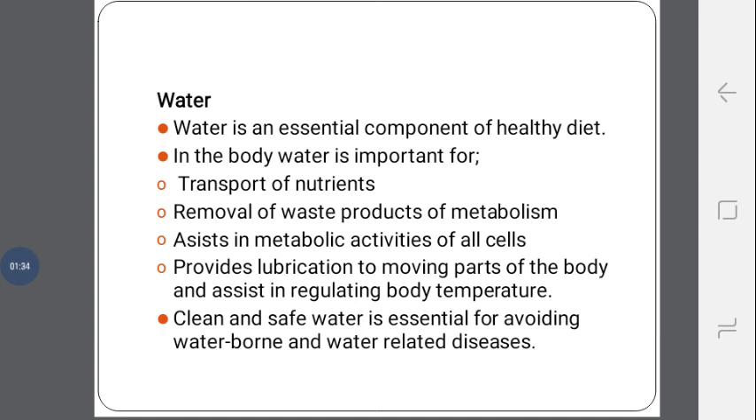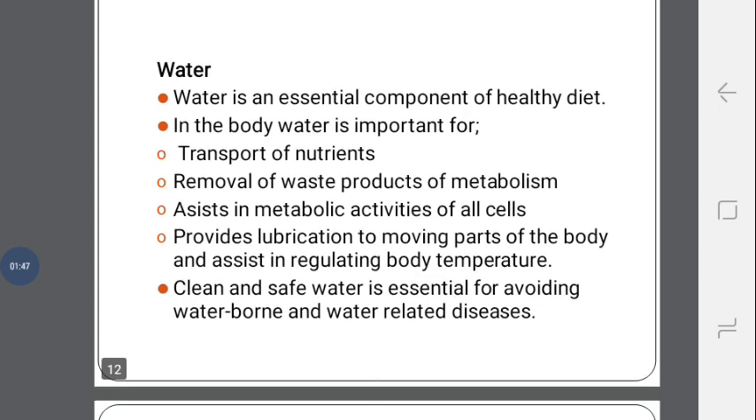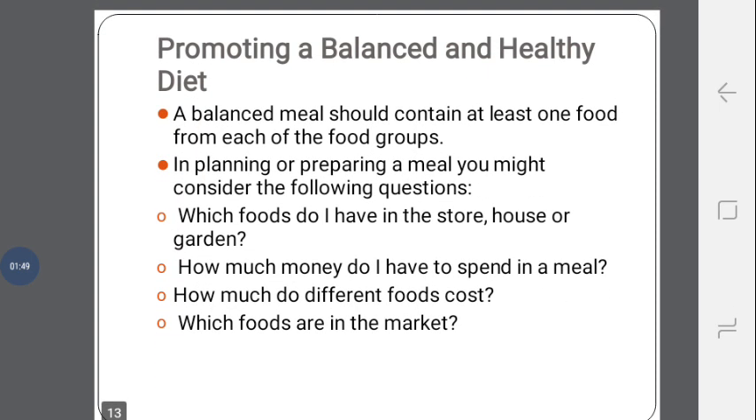Clean and safe water is essential for avoiding waterborne and water-related disease. Therefore, the only way to go is clean and safe water. Maji safi na salama ndio yanahitajika ili kuweza kutukinga na magonjwa mbalimbali.